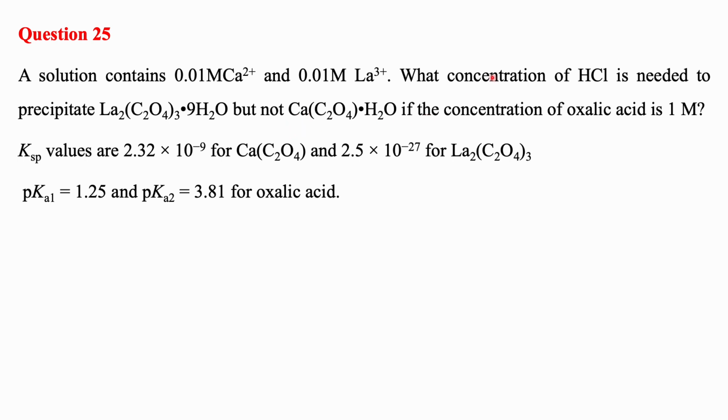So we find the concentration of oxalate required to start precipitating lanthanum, and we also calculate the concentration of oxalate ion required to start precipitating the calcium. Because we want to precipitate only the lanthanum, we make sure the concentration does not go beyond the concentration required to start precipitating the calcium. So that is how we proceed. Let's see how we can calculate the concentration of oxalate required to precipitate the lanthanum and the calcium. Of course, we need to rely on the KSP values.